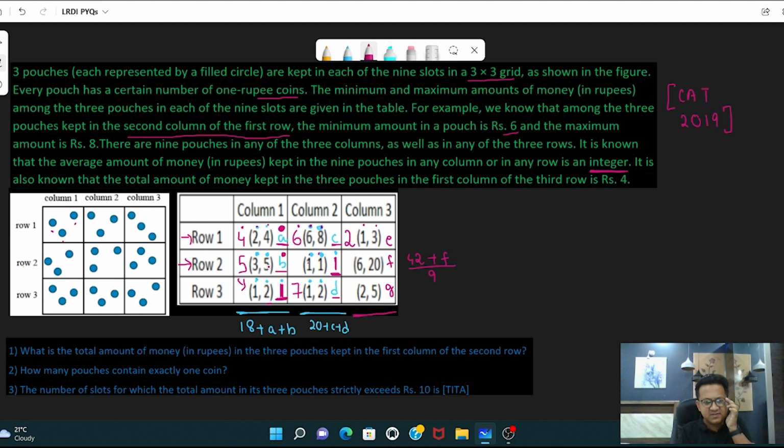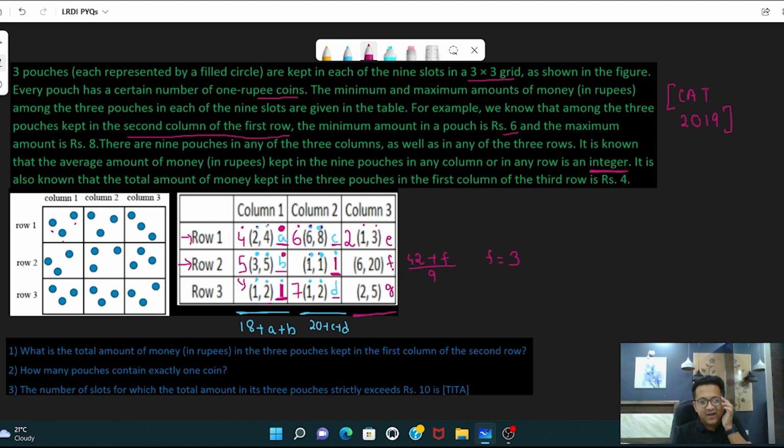5 plus 3 plus 5 is 13. 13 plus 3 is 16. 16 plus 6, 22. 22 plus 20, 42. 42 plus F has to be divisible by 9. Now look carefully. Can F be 3? Looks like F is going to be 3. But ask yourself, can F be 3?